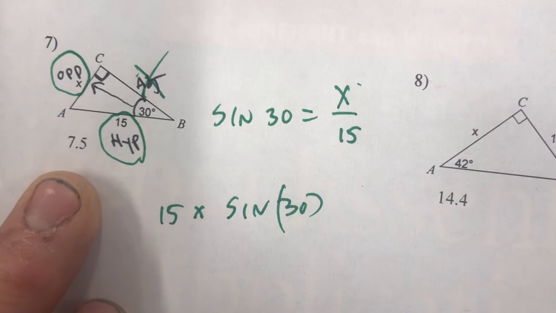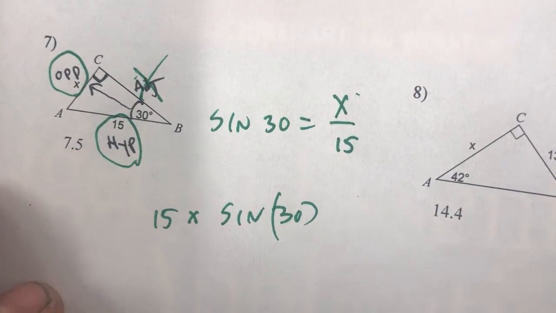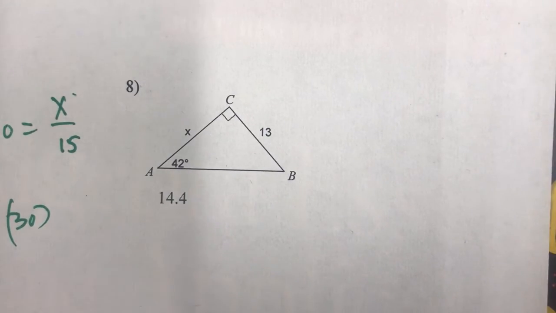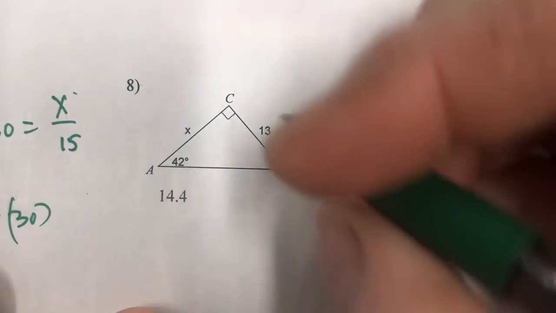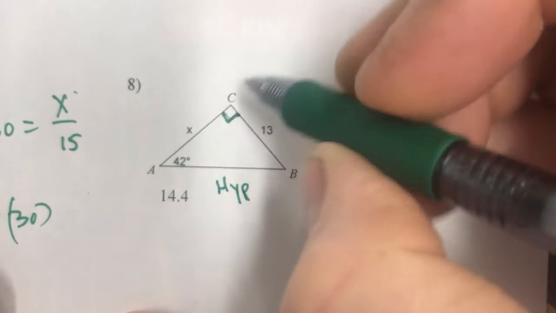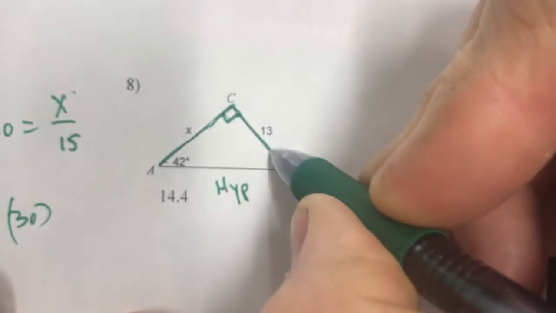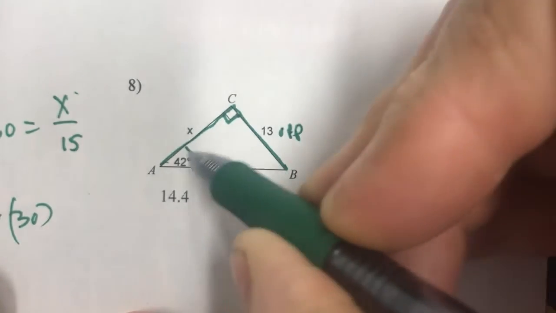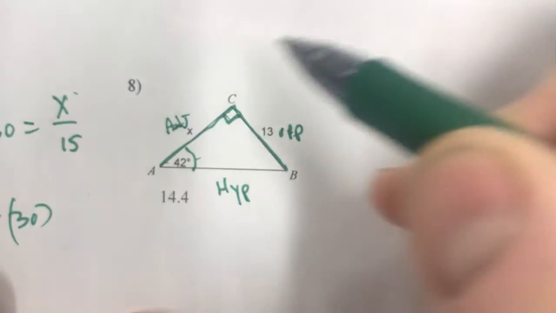7.5, look there, got it. Okay, number 8 here. Label the sides. There's my right angle, which means down here is my hypotenuse. The two legs form the right angle. So for this one, here's the opposite leg, and then there's one next to it, adjacent.